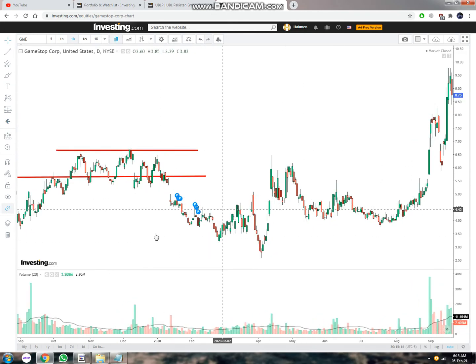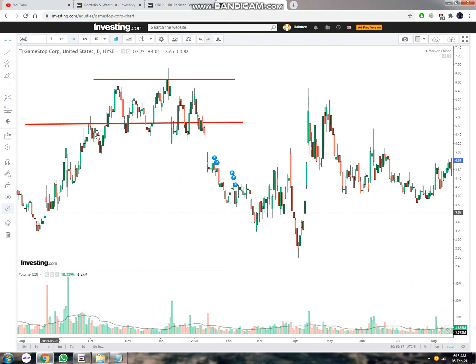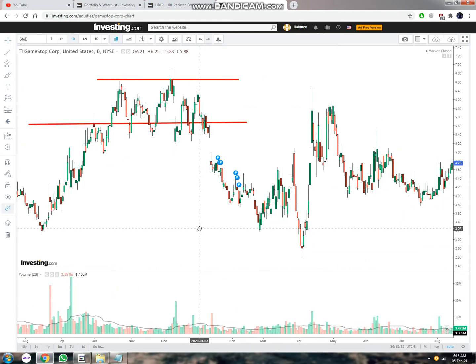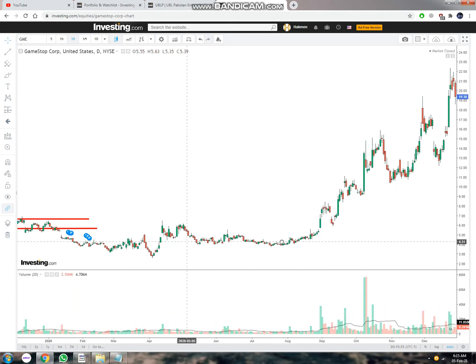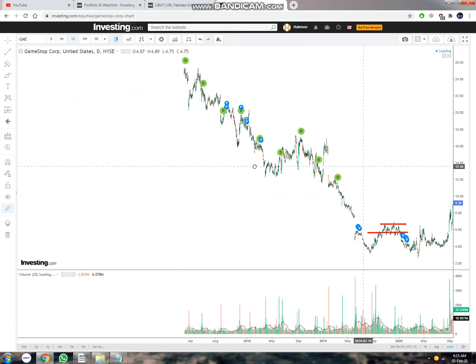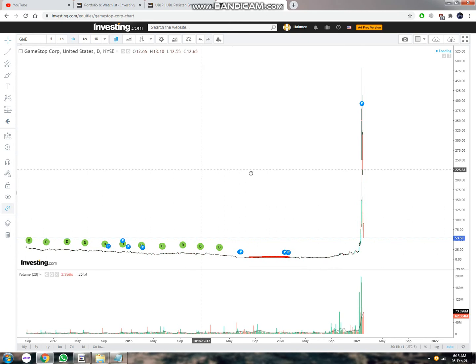For an uptrend, you will have to draw the trend line beneath the candlesticks, and for a downtrend, you will have to draw the trend line above the candlesticks, such that it touches the candlestick bodies. Sorry, the candlestick body and the wick of the candlesticks. Now, if I unscroll it, as you can see, this is a stock of GameStop Corporation.